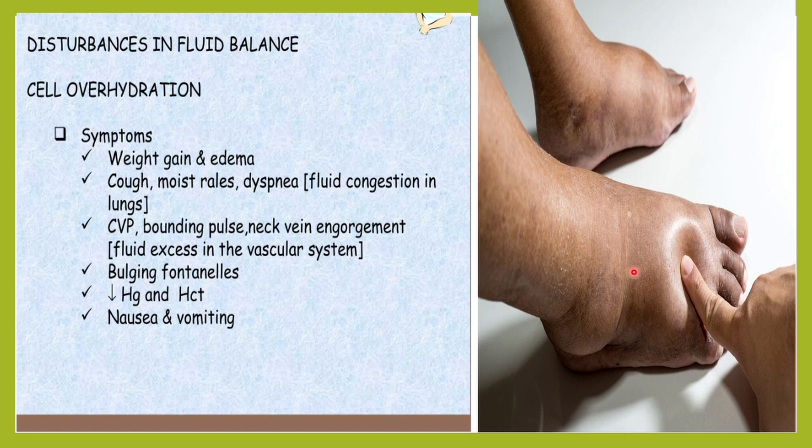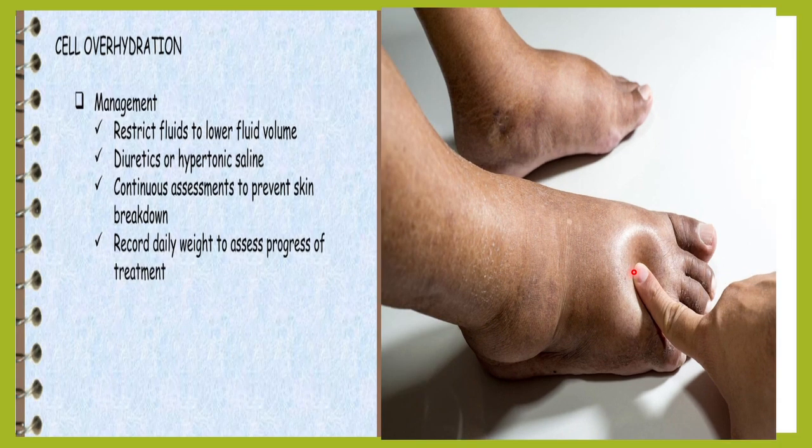Here you will see that the patient will have edema, weight gain, and might have dyspnea because of fluid collection in the lung, bounding pulses, and neck vein engorgement. In children you will see that the fontanelles will be bulging, and the patient might have nausea and vomiting. All these are because of disturbances in the fluid balance due to electrolyte imbalance, which leads to cellular overhydration. Whenever overhydration happens, we give the patients diuretics, we restrict the fluids, etc., so that the balance is maintained.